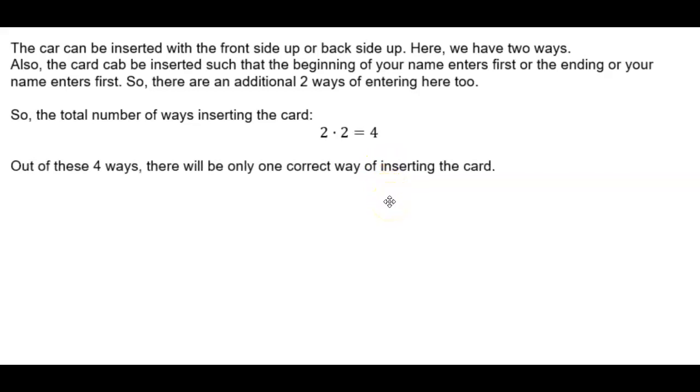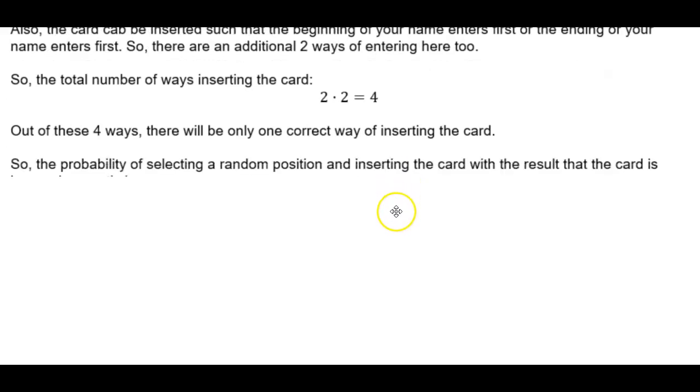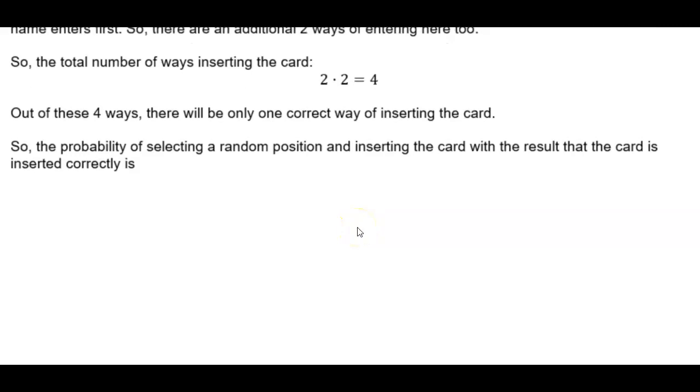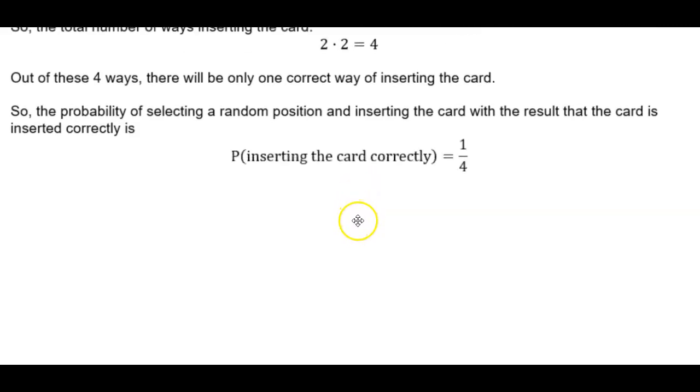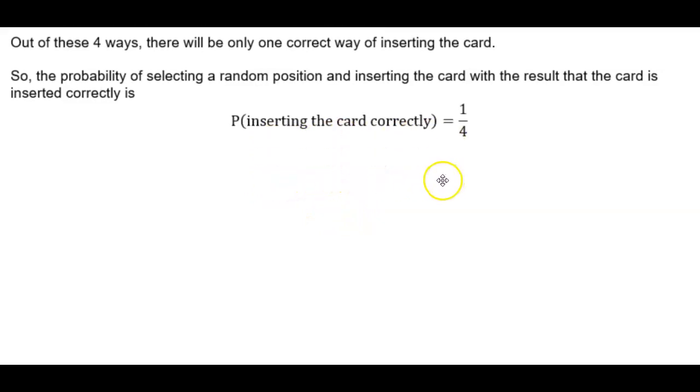Now out of these 4 ways, there will only be one correct way of inserting the card. So the probability of selecting a random position and inserting the card with the result that the card is inserted correctly is the following. The probability of inserting the card correctly is equal to 1 over 4.